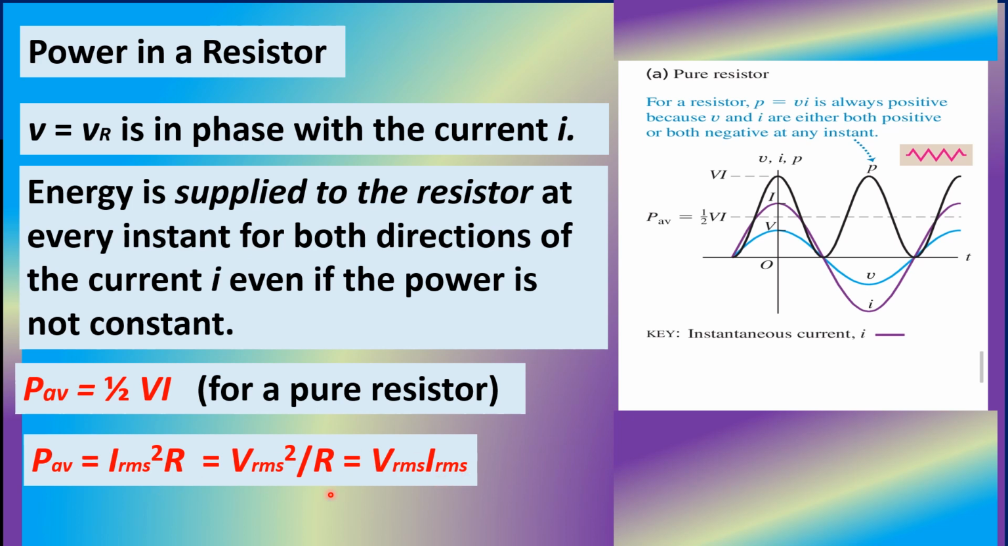And maybe you are familiar with the formulas for power in a DC circuit. You will notice that the formula for determining the average power in an AC circuit is just parallel to those in the DC circuit.